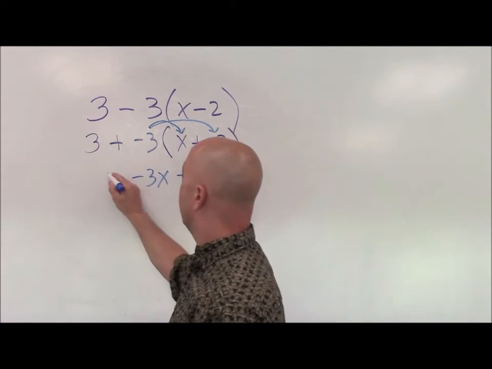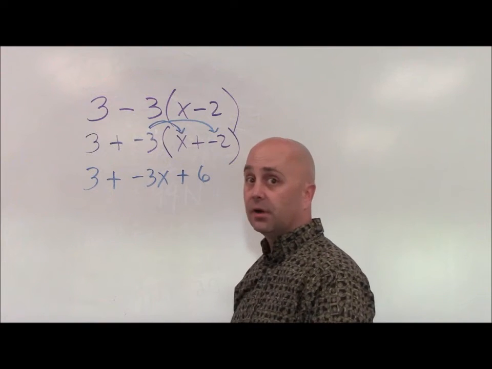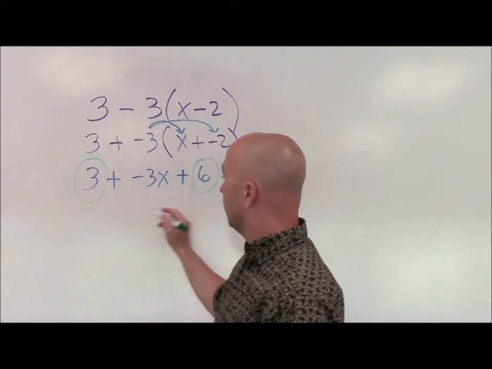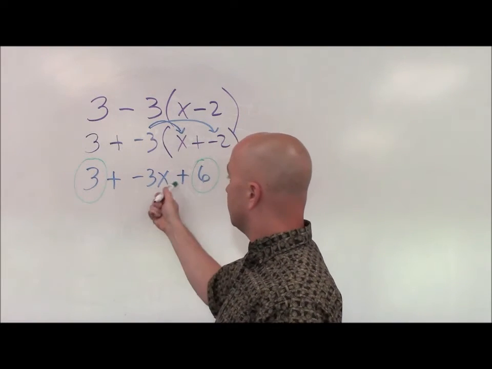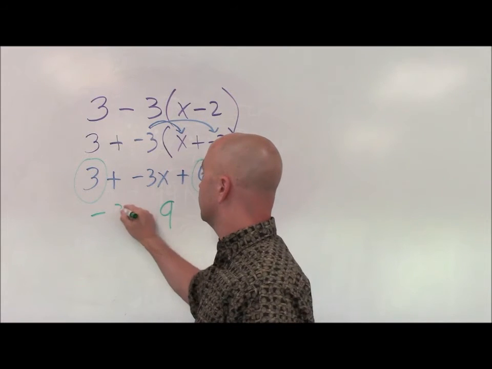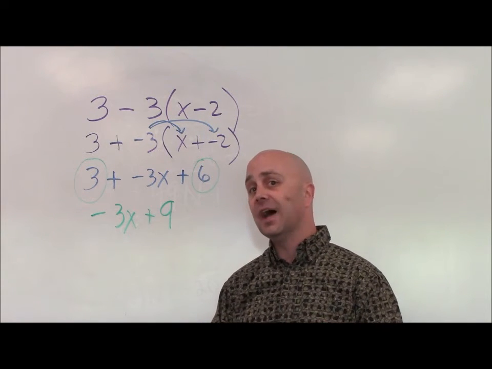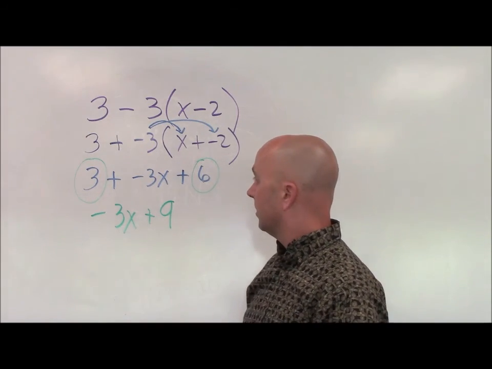And don't forget, we have that 3 that's out in front. And now as we look for things that are alike, I notice that a 3 and a 6 are alike. So 3 plus 6 makes 9. And I also notice that a negative 3x is out here by itself. So I combine those together, negative 3x plus 9. And that's as close as I can get them. I can't combine them any further because they're not like terms.